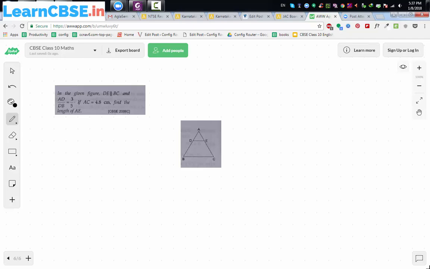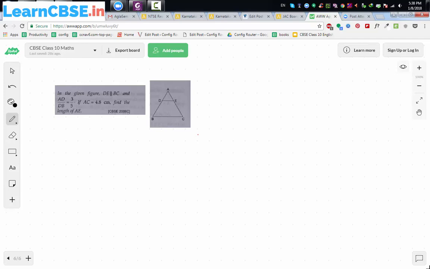So it says that in the given figure, DE is parallel with BC, the ratio AD by DB is given as 3 by 5 and AC is given as 4.8 centimeter. We need to find out the length of AE. The entire length of AC is given, and AD and DB are given.